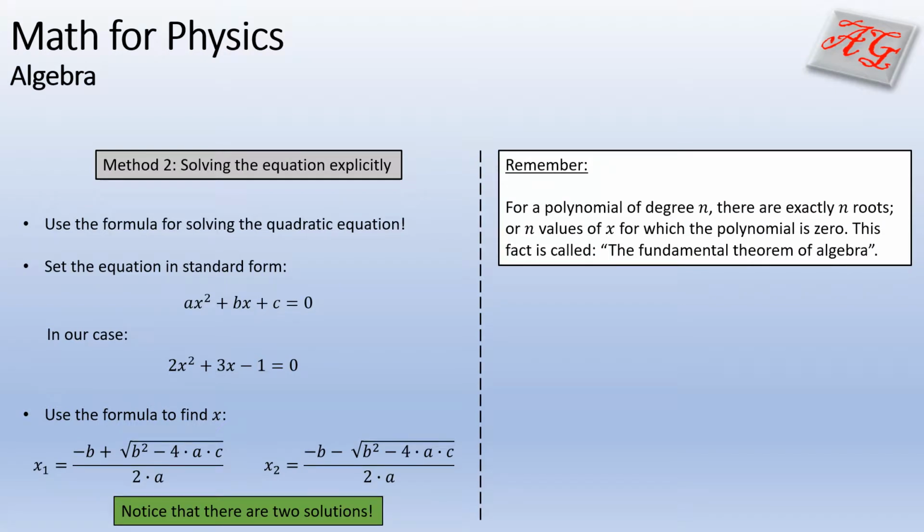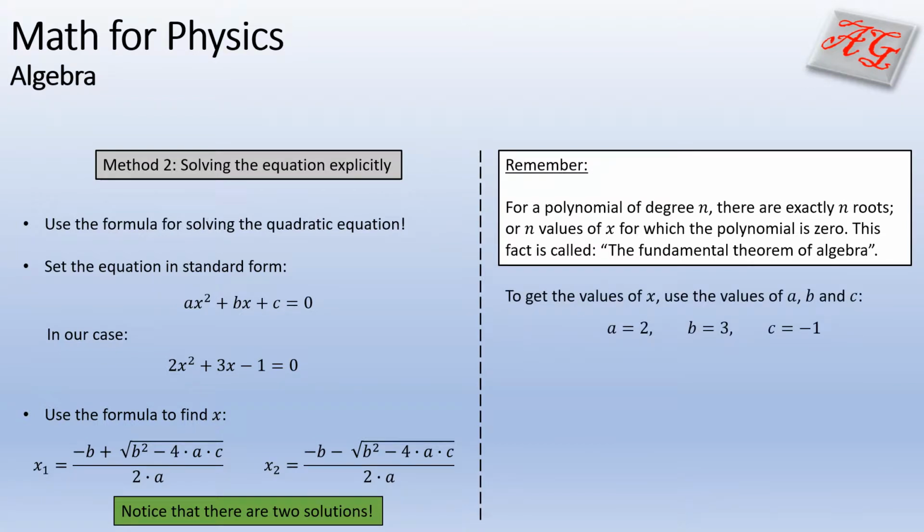And just as a side comment, and before continuing, it is important to remember that for a polynomial of degree n, there are exactly n roots or n values of x for which the polynomial is 0. This fact is called the fundamental theorem of algebra. So for a polynomial of degree 2, there are at least and at most 2 values of x that yield 0 for the polynomial.